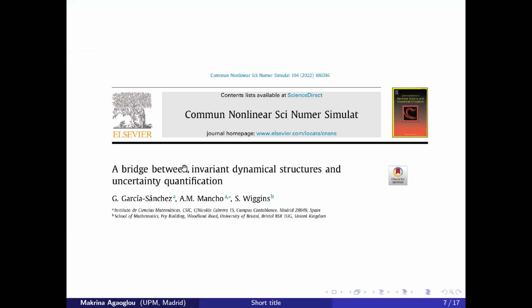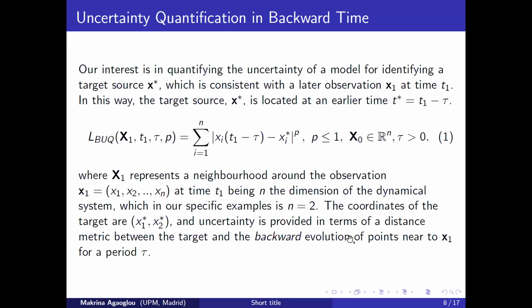So the first time that the method of Lagrangian assertive quantification was presented was by my colleagues a year before our publication of this paper. And just for the sake of completeness, I'm presenting here the definition that we use in this paper for the Lagrangian backwards assertive quantification. You can see here that X1 capital is the neighborhood of the observation, that is x1 small, at time t1, and of course we care about 2 dimensions, and then the coordinates of the target are x1 asterisk, x2 asterisk. Remember that our target is backwards in time.